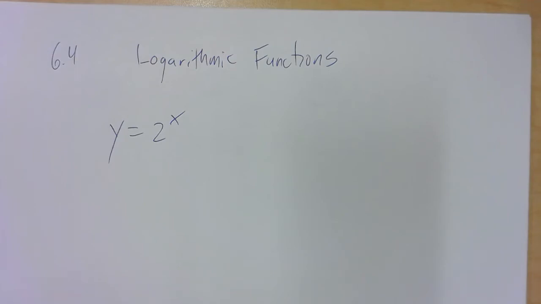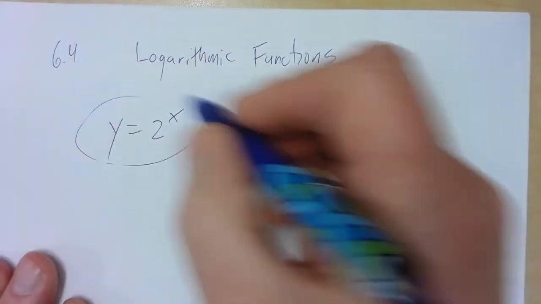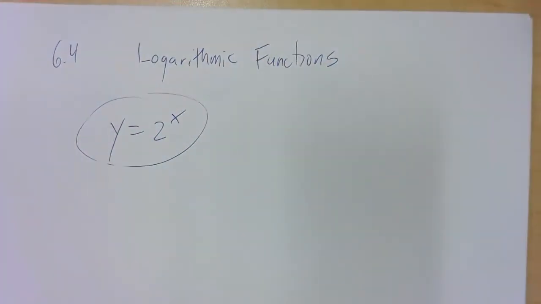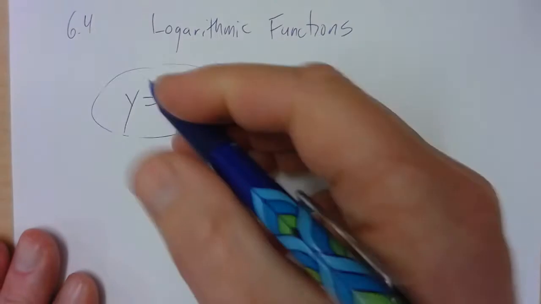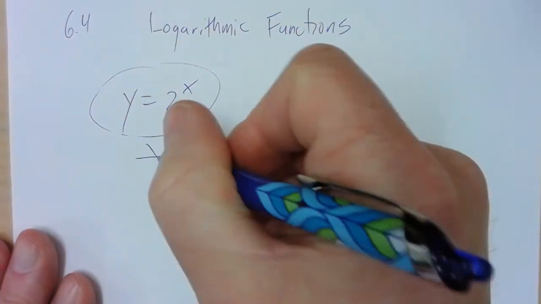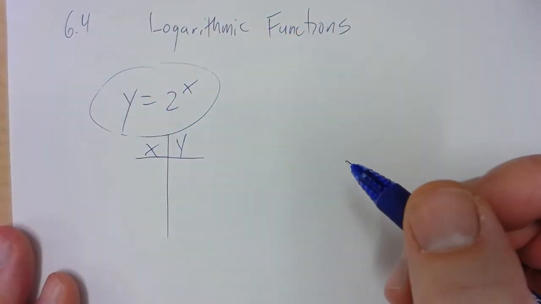All right, section 6.4 is called logarithmic functions, and how we start with logarithmic functions is we start off here with the exponential function. Why is this called an exponential function? Because the variable is in the exponent position. So I'm going to make a graph of this real quick, like we did with 3 to the x power.